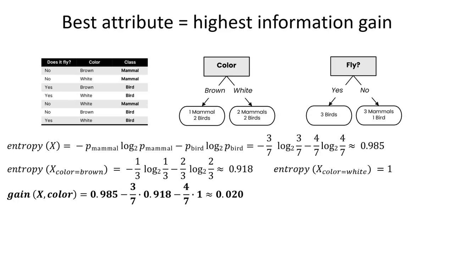So you have two most important pieces of information here: entropy for x, and entropy for x when the color is brown, and for that you get 0.02. And for the fly, entropy is 0, in that case.